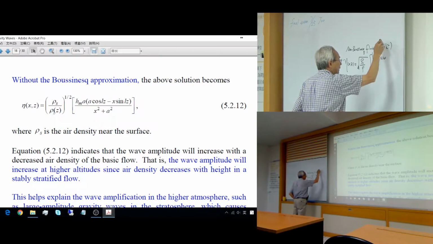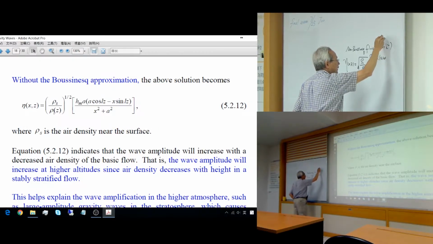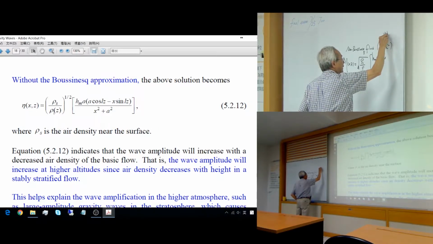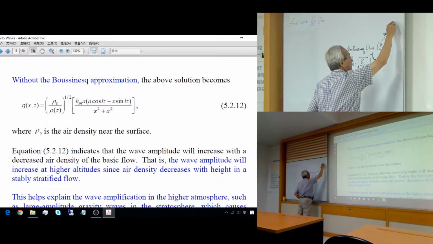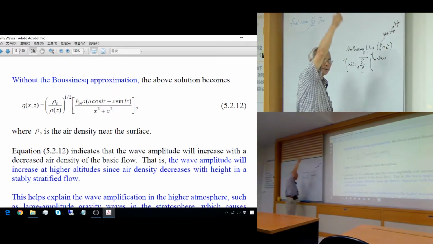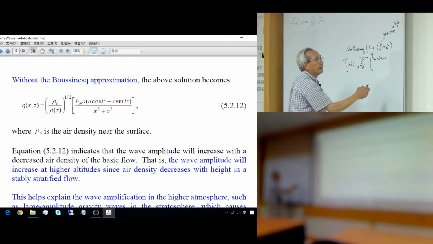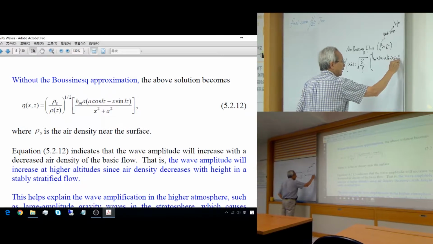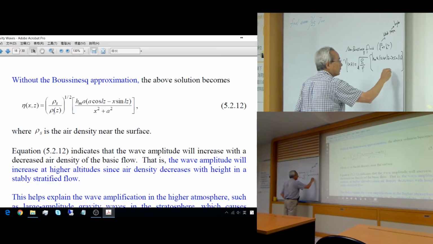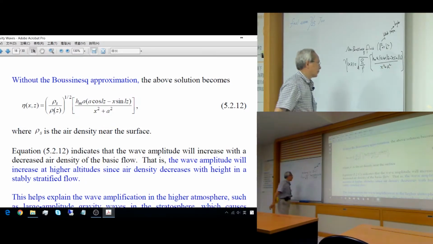This is the extreme case, a vertically propagating wave, and the extreme case is hydrostatic. It's purely propagating vertically. And then cosine Lz minus sine times x Lz divided by L square, x squared plus s squared.